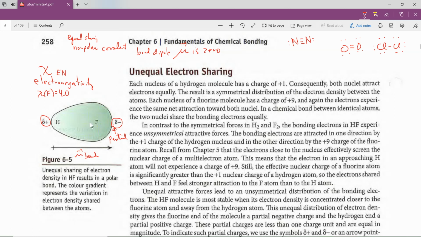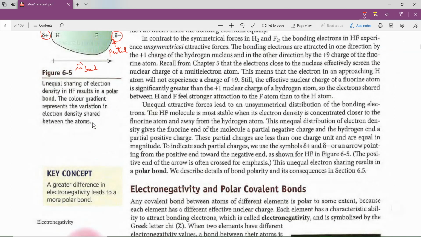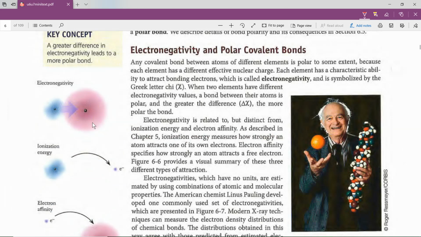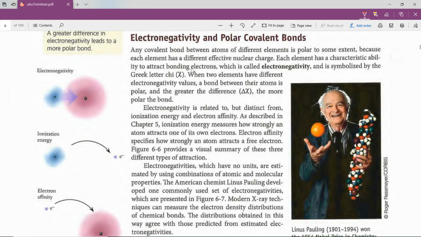So this is unsymmetrical sharing. Okay, any covalent bond between atoms of different elements is polar to some extent because each element has a different effective nuclear charge. Oh, good. The book's using chi. Greek letter chi. It's a funny looking italicized capital X, isn't it?